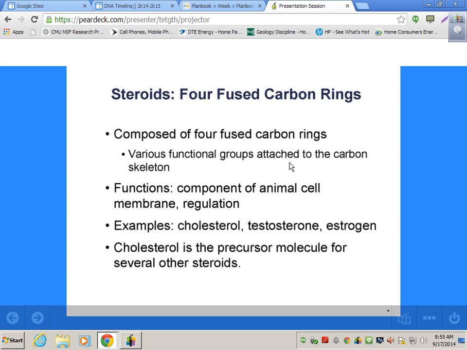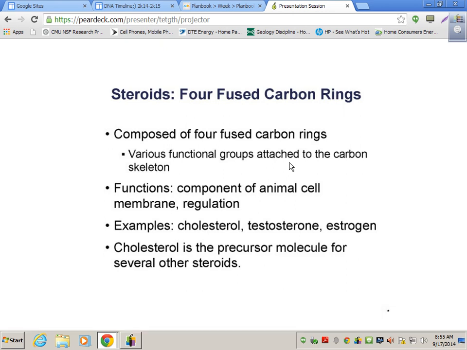Looking at steroids, those are 4 fused carbon rings. If you see 4 carbon rings all together fused, you know you're looking at some type of steroid, in this class. I don't care about chemistry class. In this class, you see 4 carbon rings fused together, it is a steroid. There are various functional groups attached to the carbon skeleton. There are all different sorts of steroids out there, all sorts of synthetic steroids that are made, and they all have different functional groups. But the one thing they have in common is those 4 carbon rings.